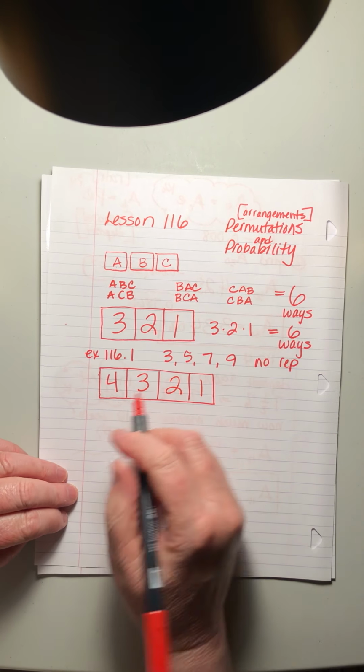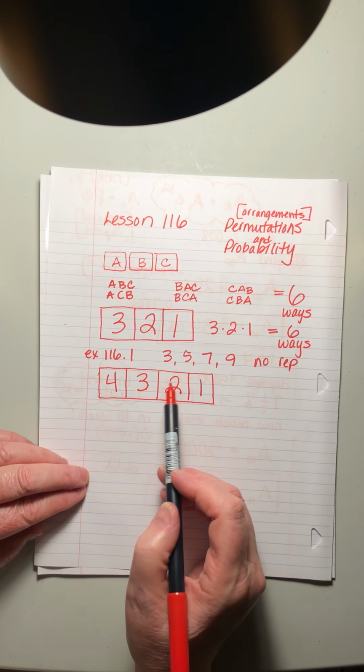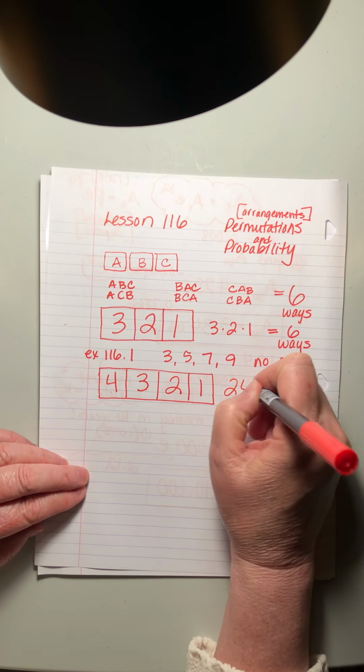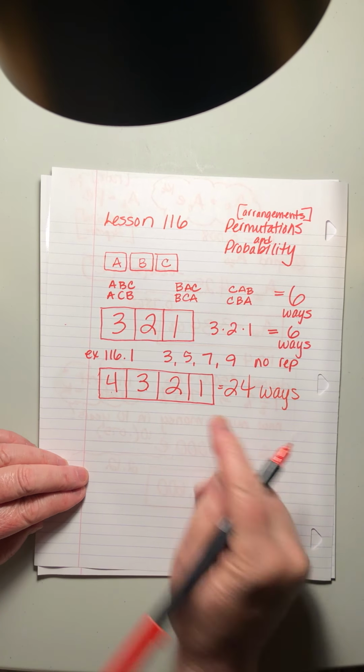So then we multiply. And I'm not going to write it out like this because you understand. 4 times 3 is 12, times 2, 24 ways. We just multiply the numbers in the box together.